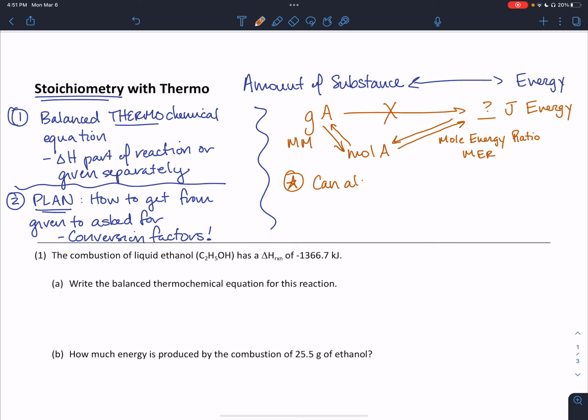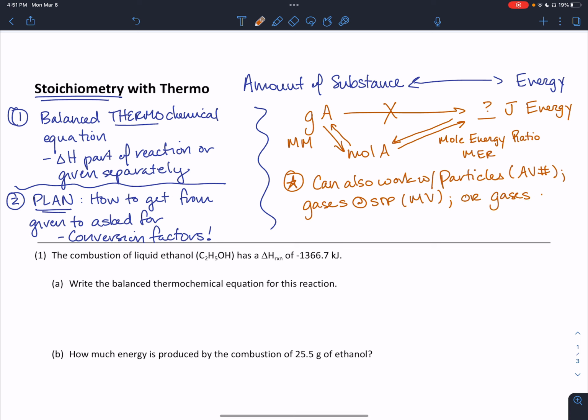Keep in mind, we can also work with particles, which means we'll need Avogadro's number. We can be working with gases at STP, which means we're going to need molar volume, or gases at non-STP, which means we're going to need the ideal gas law. Those are still options for how we start or end the problem. So just because this particular map I have drawn doesn't include them, don't forget about those.